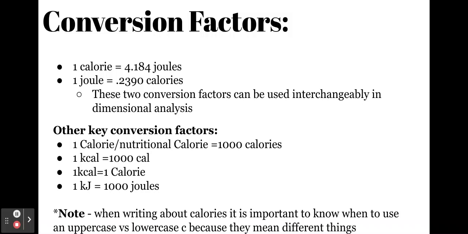Now, some other important conversion factors is 1 capital C calorie, which is also called a nutritional calorie, equals 1,000 lowercase c calories. A nutritional calorie is what most of our food is measured in. So if I had a box of granola bars and 1 granola bar was 20 calories, that's 20 capital C calories. And then 1 kcal is equal to 1,000 calories, 1 kcal is equal to 1 capital C calorie, and 1 kilojoule is equal to 1,000 joules.